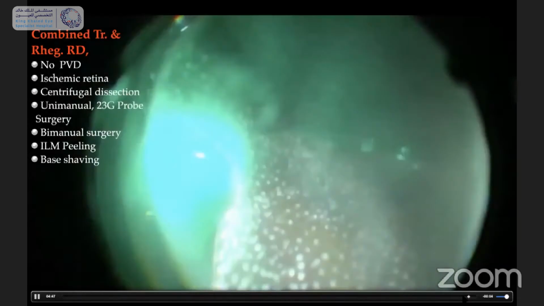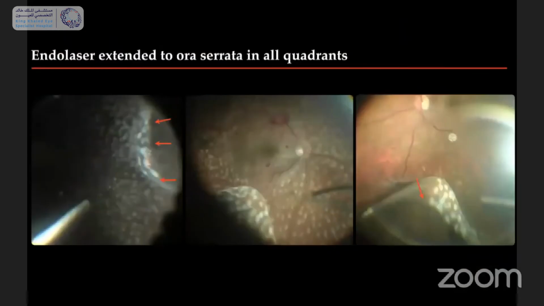And again, laser is applied up to the ora serrata using indentation under the chandelier light. This is the last slide, and I recommend not only doing laser to the retina up to the equator, but to have the laser applied up to the ora serrata, because this area is probably ischemic, and this may be a reason for new vessels proliferating over the periphery of the retina and even over the ciliary body, producing recurrence of vitreous hemorrhage, and in some cases hypotony, and in others proliferation behind the lens.